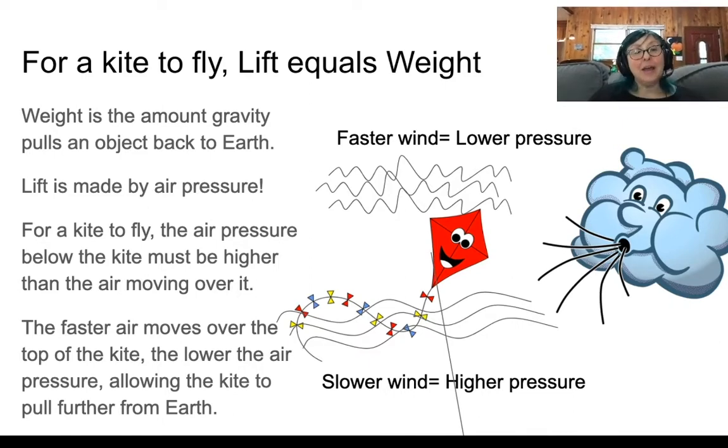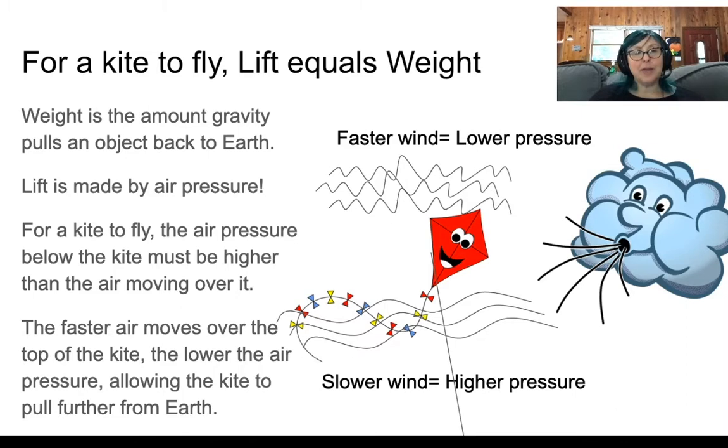For a kite to fly, air pressure below the kite is going to be higher than the air pressure above the kite. The reason for that is the wind blowing above the kite is going to be going faster than the wind below the kite because that's the way we design kites. As that faster air is moving, the higher pressure below the kite is going to push the kite off the ground, and that is going to be the opposite of the gravity, the weight that's pulling it back down.